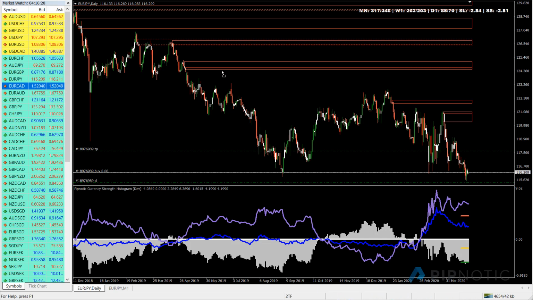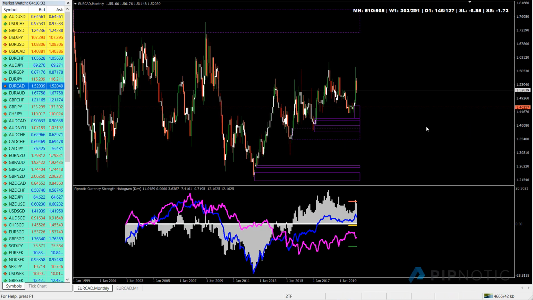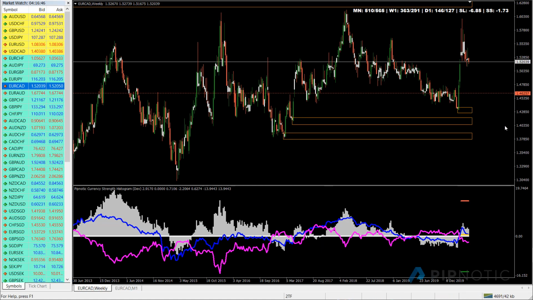We have a look at the Euro CAD. We have a pretty similar thing going on as we saw on the American dollar, where we had that huge push higher. This is simply a result of the weak oil prices, which will bring down the Canadian dollar, which has caused this. Okay, but we leave in its wake some pretty interesting price levels.